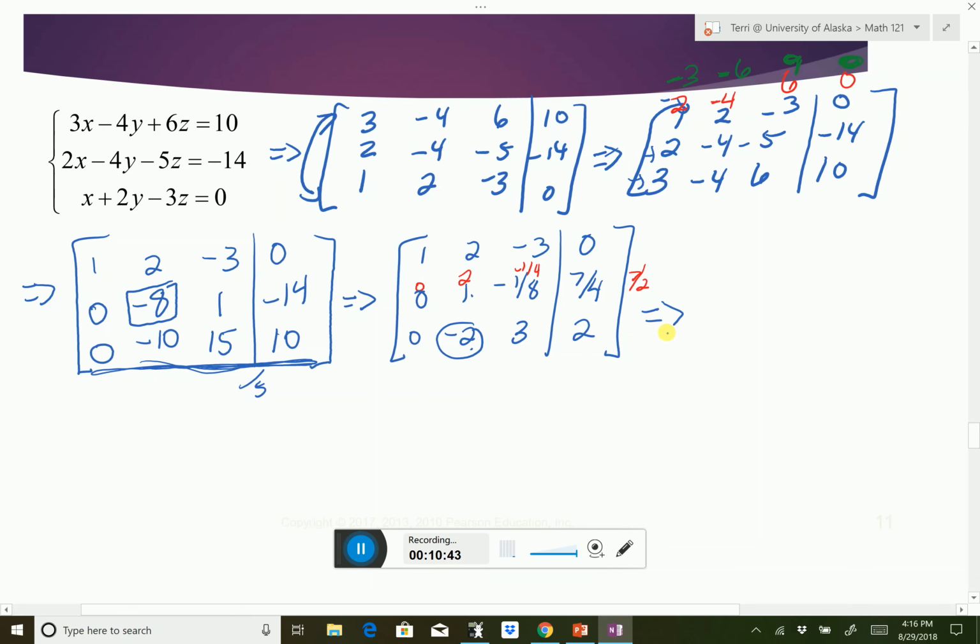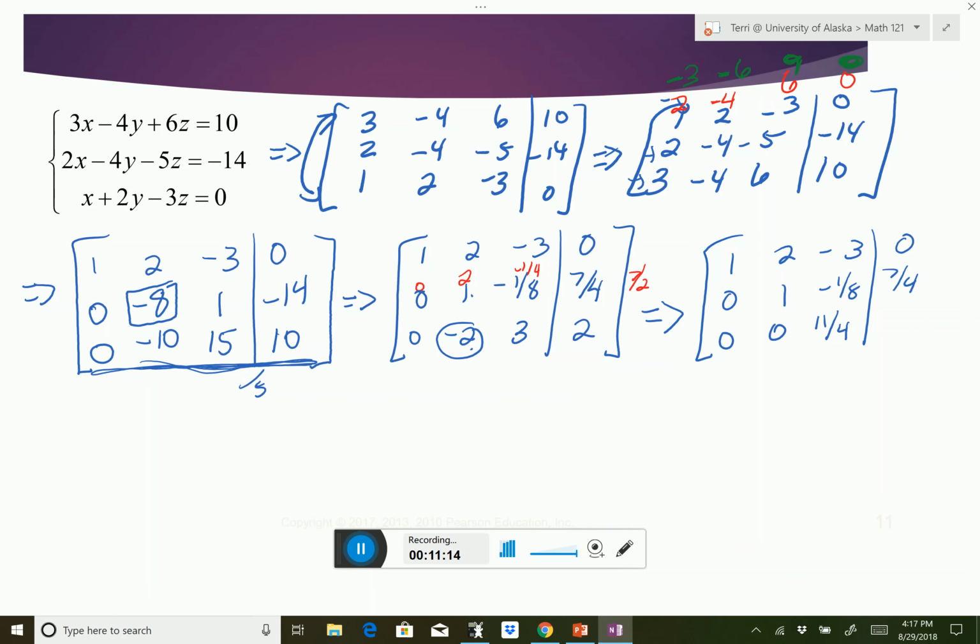So this stays the same. This stays the same. 0 plus 0 is 0. Doesn't affect that. 2 plus -2 is 0. 3 minus 1/4 is, let's see, how many quarters is that? 12 minus 1 is 11 quarters. And 2 plus 7/2, so 4/2 plus 7/2 is 11/2.